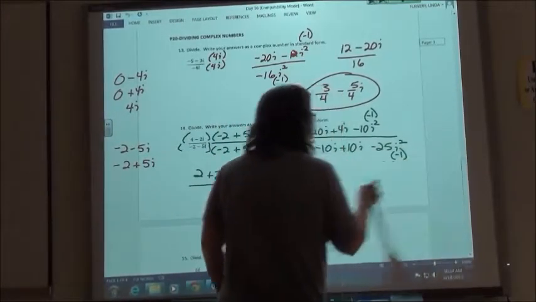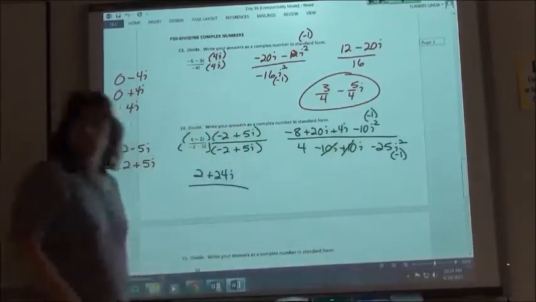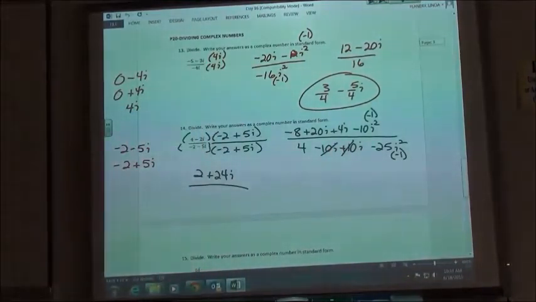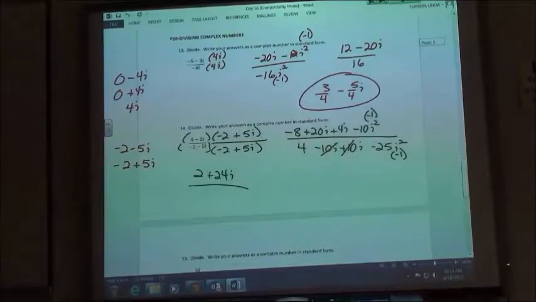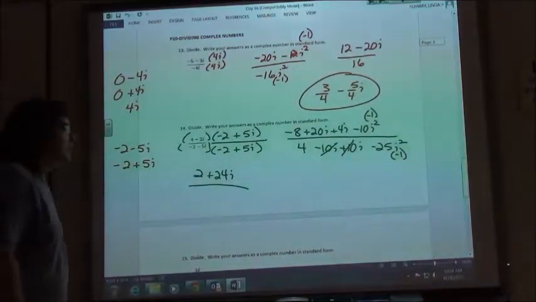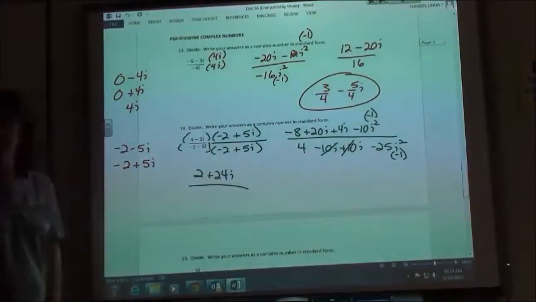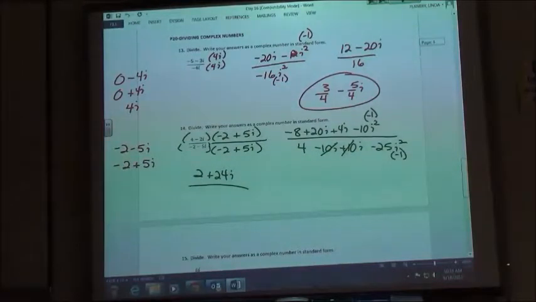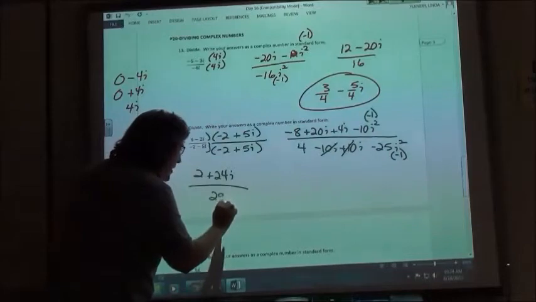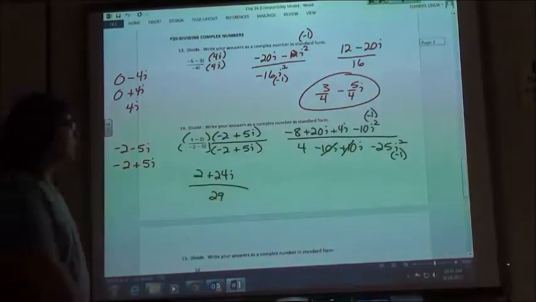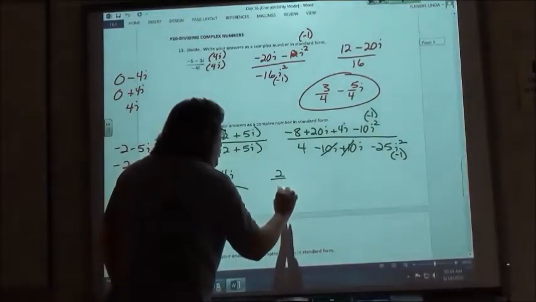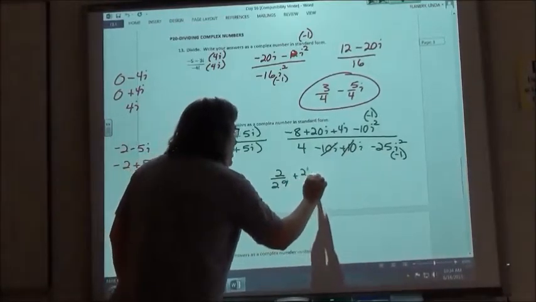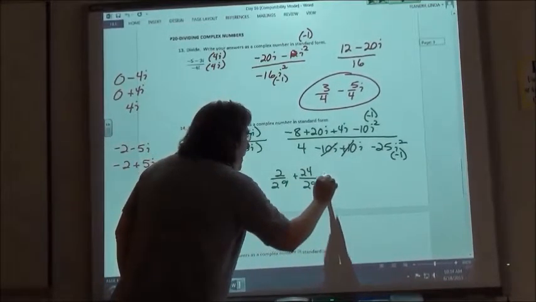Again, we put the negative 1 in. My middle term should cancel out. That's why I use the conjugate. So on the bottom of that fraction, I'm going to have 29, right? 4 plus 25 is 29. Again, they're going to have you separate that, so you're going to have 2/29 plus 24/29 i.